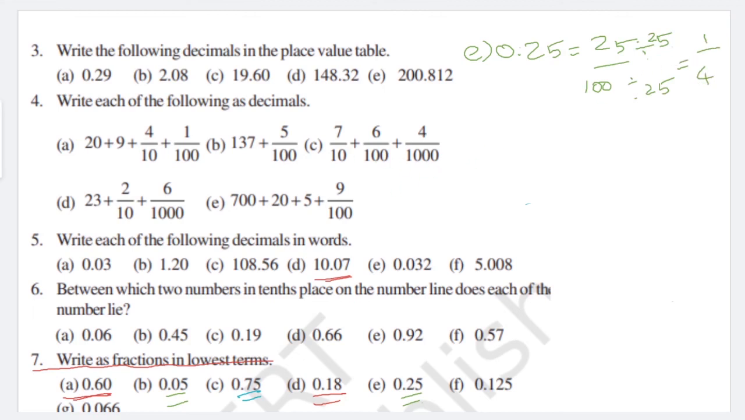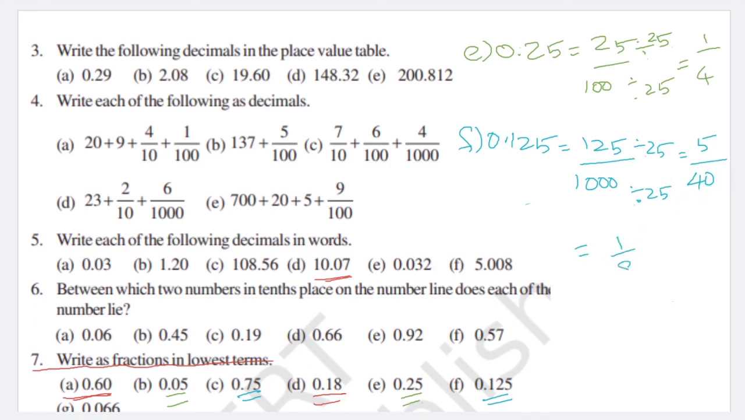Next one is 0.125. How many digits are there after the decimal point? 3. Therefore, we'll write 125 divided by 1 followed by 3 zeros. Now you can divide both numerator and denominator by 25. You will have 5 by 40. And again you can divide by 5. You have 1 by 8.